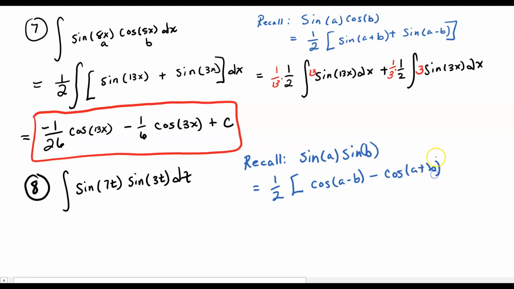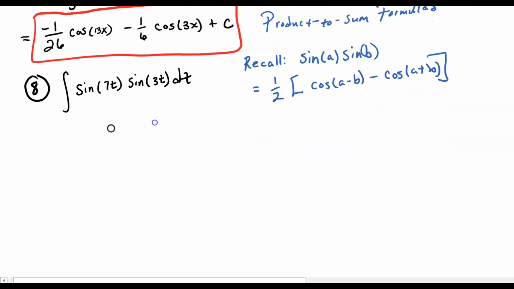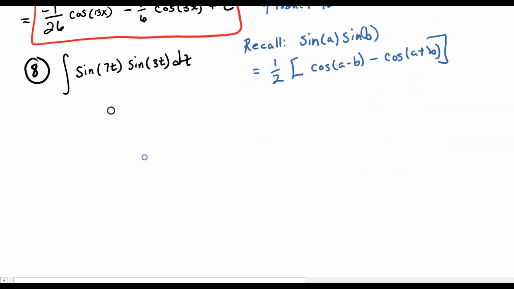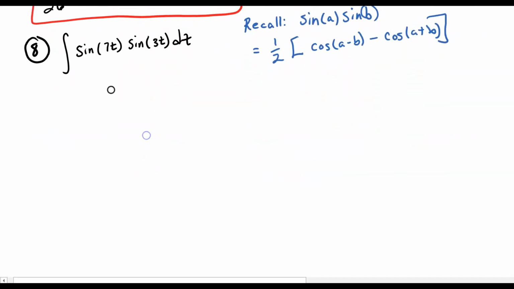So again, if you're struggling with this right here, these are just some identities from pre-cal. You're going to want to look up the product to sum formulas. That's what you need. All right. So that's why you studied those in pre-cal. They help you out again in calculus. All right. So let's take a look then.